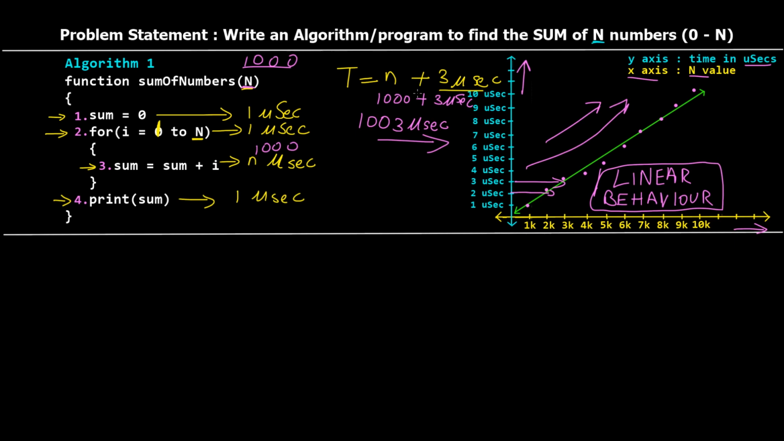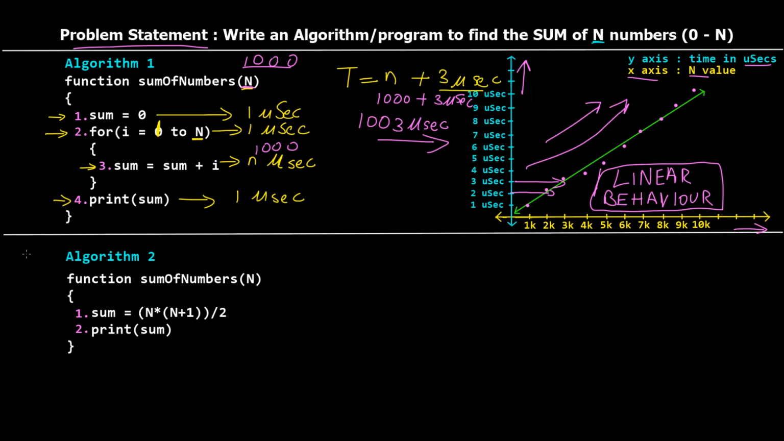Let's take the same problem statement and see one more algorithm for it. As you can see on the screen, this is algorithm number 2 and it is surprisingly very small. You're wondering, is it doing the same thing? Again, the same function sum of numbers, taking n from the user. However, in step number 1, we are declaring a variable sum equal to n star n plus 1, the whole divided by 2.